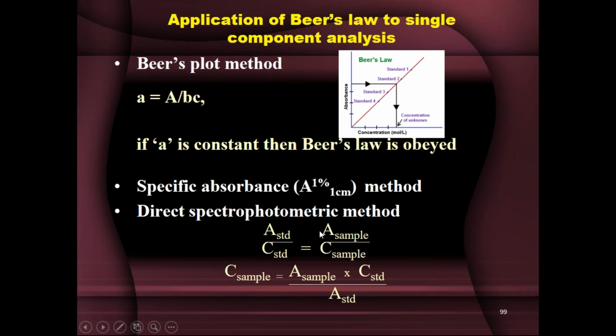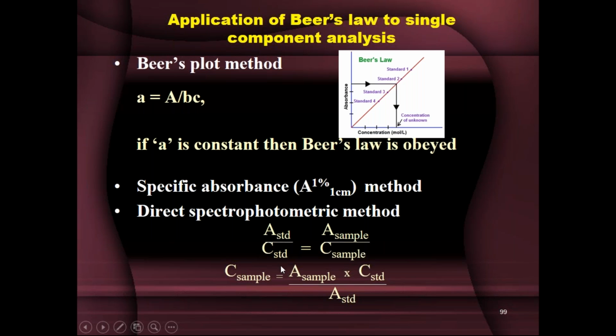The third one is the direct spectrophotometric method. Here you are going to be preparing 2 solutions, one sample and one standard. A standard whose concentration is known, and a sample whose concentration has to be determined. You measure the absorbance of both under similar conditions, and then you compare the absorbance of both.